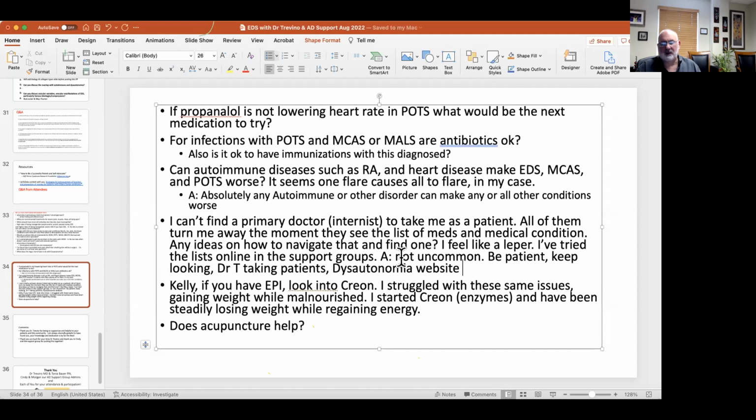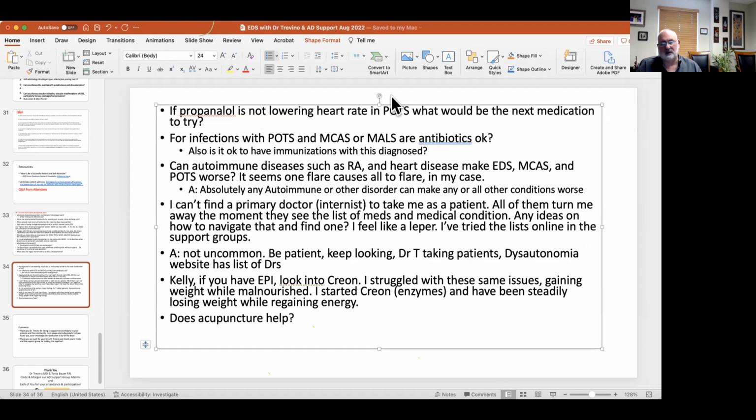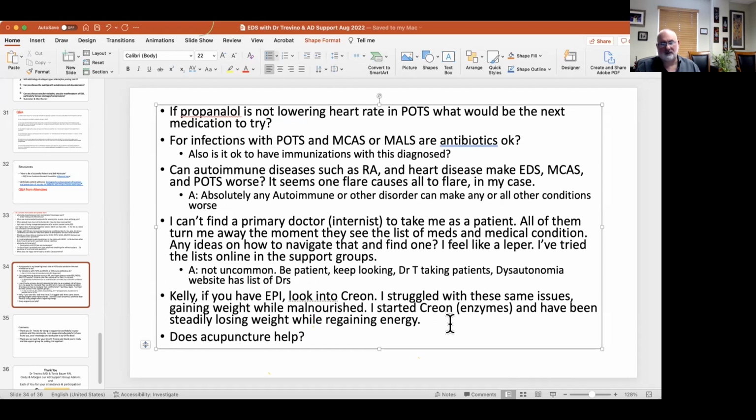Kelly, if you have EPI, look into Creon. Absolutely. I struggle with these symptom issues, gaining weight while malnourished, started Creon and have been steadily losing weight and regaining energy. Yes, if you have exocrine pancreatic insufficiency, definitely Creon is something that you can try.